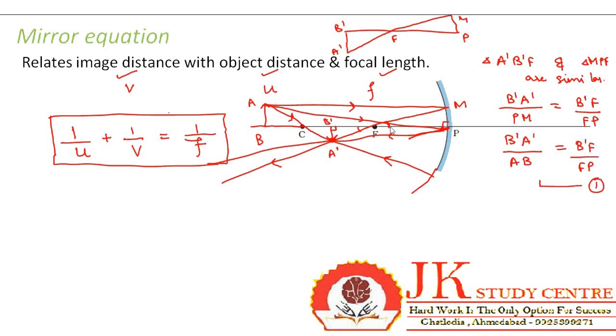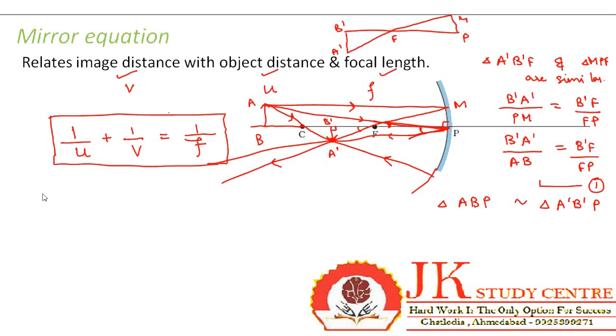Now looking at this diagram, we can say that this angle and this angle will remain the same. Here I have not drawn it very nicely. I mean the oblique angle with the pole will be equal to the angle with which it is getting reflected. That means if this angle is angle 1 and this angle is angle 2, then angle 1 is equal to angle 2. So therefore we can say that triangle ABP will be similar to triangle A'B'P.